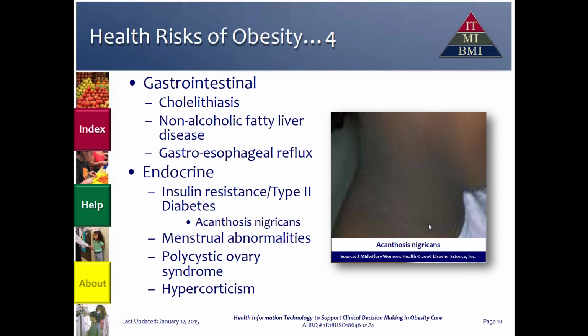Gastrointestinal consequences may be gallbladder disease, non-alcoholic fatty liver disease, and gastroesophageal reflux. The endocrine consequences, as we mentioned, are insulin resistance or type 2 diabetes, and the physical findings you may see associated with that are acanthosis nigricans, which is that leathery, thickened, dark color around the neck or in the axilla in darker skinned children. That's very much associated with the insulin resistance. In girls, you may see menstrual abnormalities and polycystic ovarian syndrome, and children may also experience hypercortisonism.